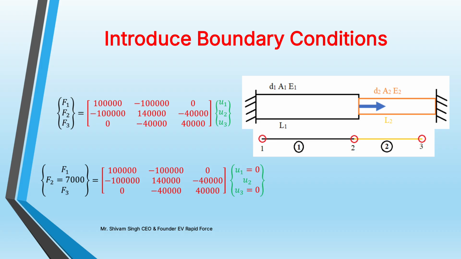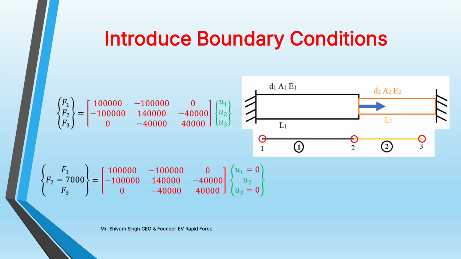After formation of the global equation, we apply the boundary conditions. In the given figure, we see that node 1 and node 3 are fixed, so there is no displacement; that's the reason u1 and u3 are equal to 0, whereas F2 is taken as a force of 7000 newton. Here we have assumed that F2 is the force with a value of 7000 newton.